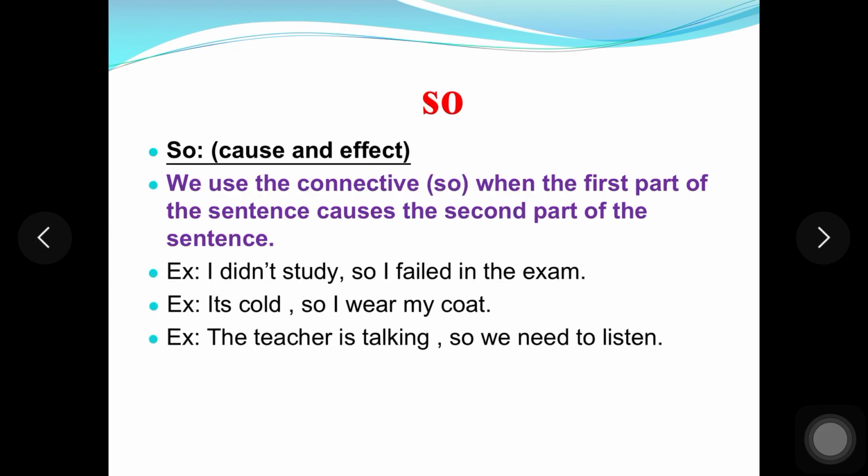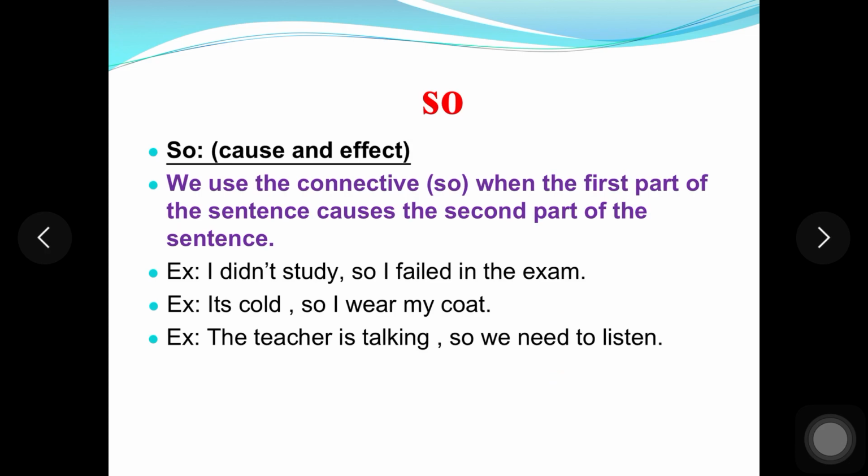The teacher is talking, so we need to listen. So there is a cause, that the teacher is talking. A normal result could be what? We need to listen. It's an effect. Something happens and its effect is that we need to listen.